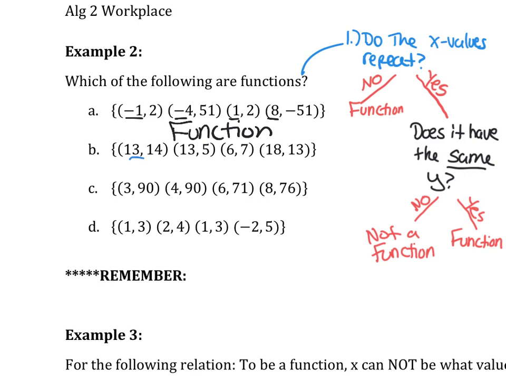Letter B, we have 13, 13, 6, and 18. Do any of our x values repeat? Yes, we have 13 and 13 here. So then we need to look at the y's. Are the y values the same for those 13s? No, these are different, which makes this not a function.